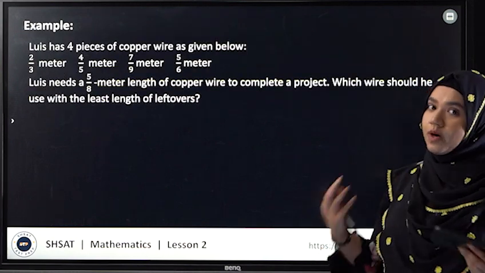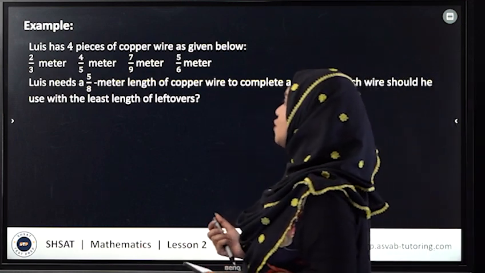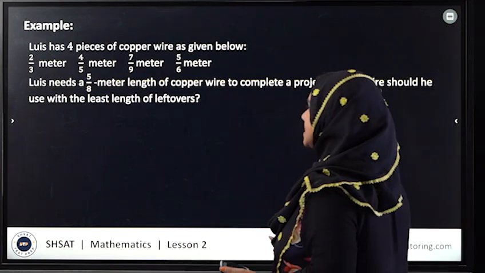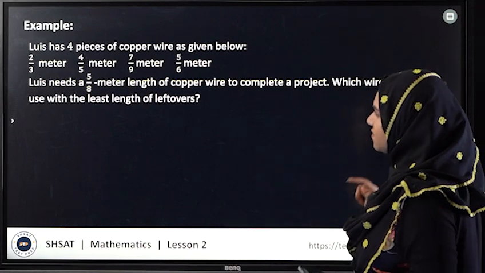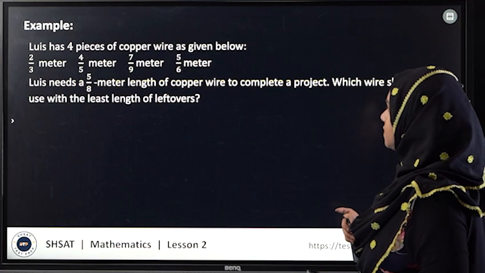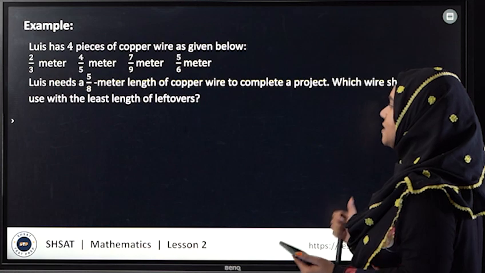Okay, word problems. Of course, these are very important. Let's see. Lewis has 4 pieces of copper wire as given below. 4 pieces. Lewis needs a 5 over 8 meter length of copper wire to complete a project. Which wire should he use with the least length of leftovers?